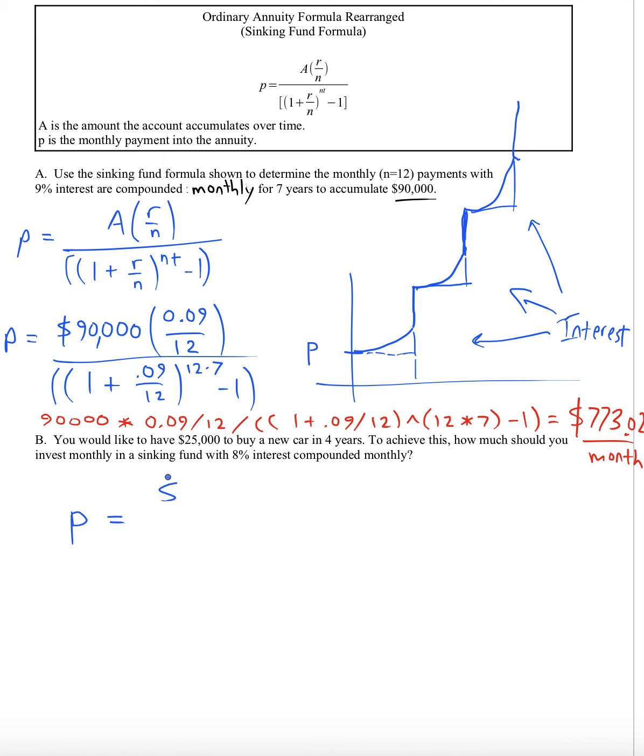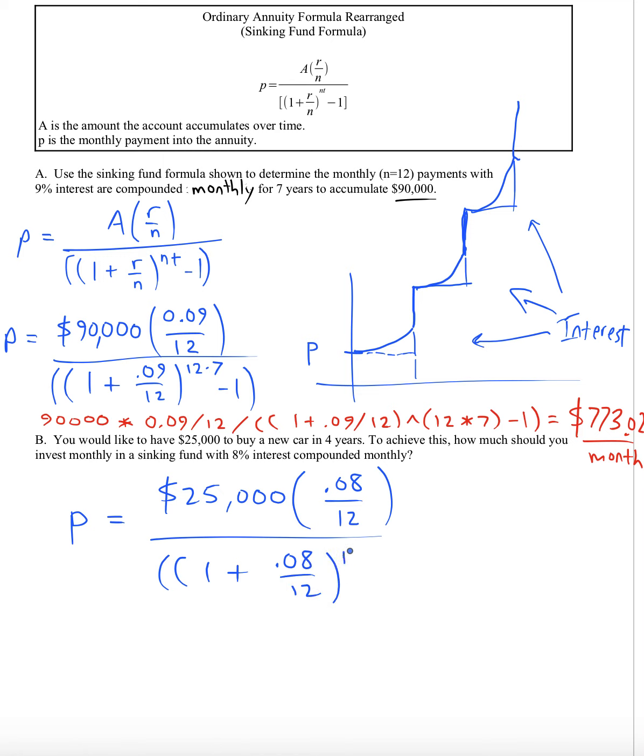P equals 25,000 times 0.08 over 12, divided by 1 plus 0.08 over 12 raised to the 12 times 4, minus 1. Let's try that one. I get 443.66.